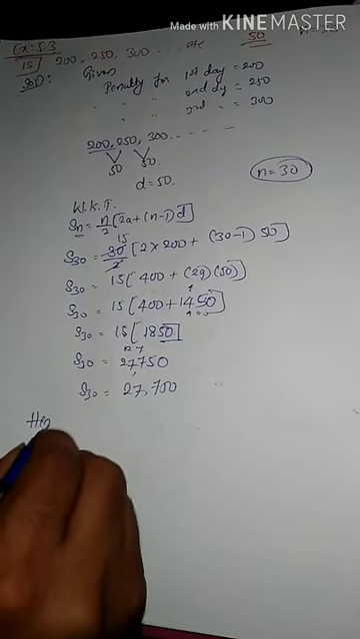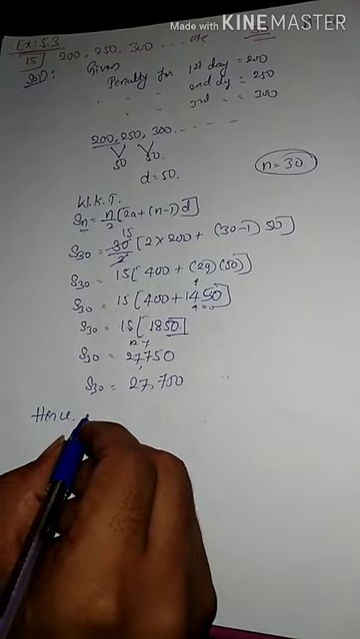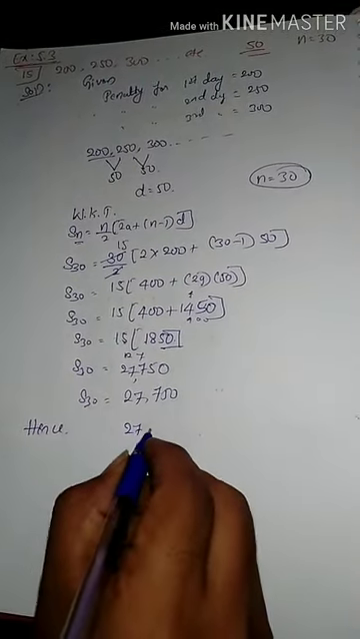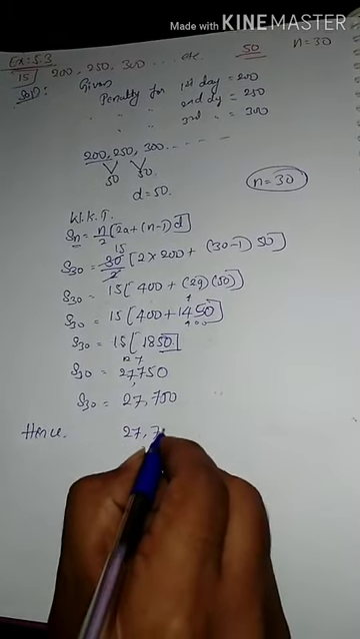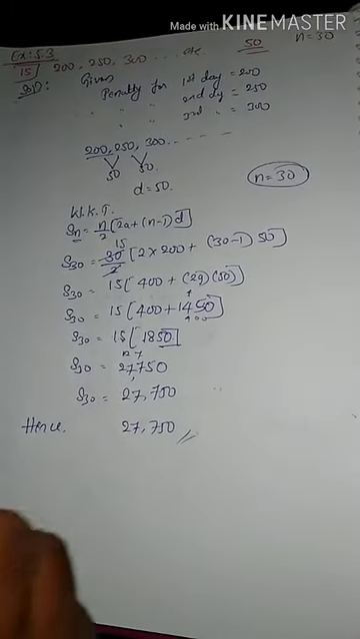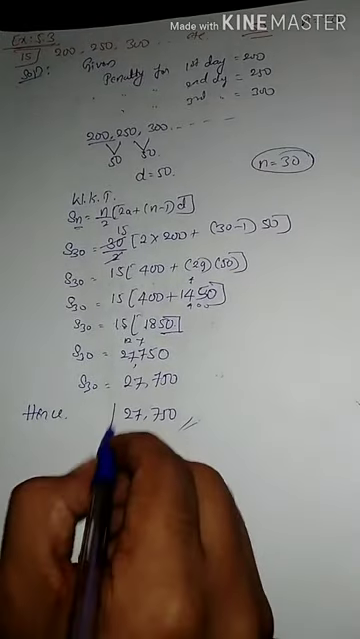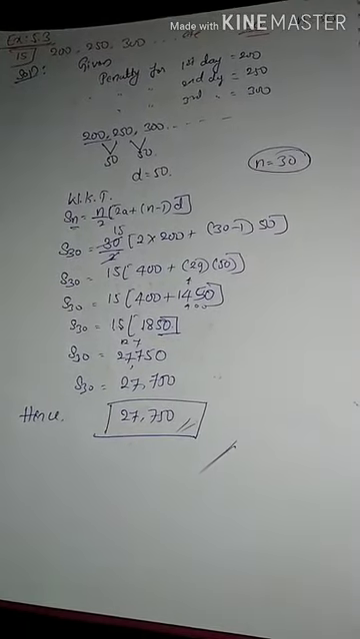Hence, total penalty if work is delayed by 30 days is rupees 27,750.